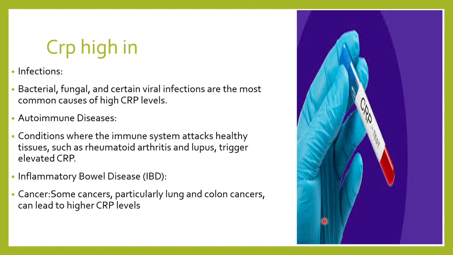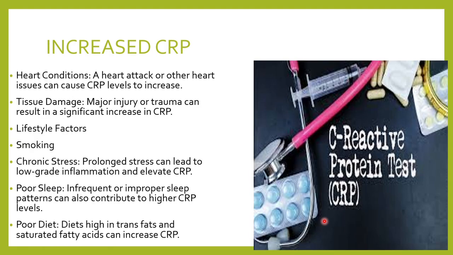All these conditions can stimulate this CRP. He is having Crohn's disease, ulcerative colitis. So inflammatory, certain type of cancer, you know, certain lung cancers and colon cancer can lead to increased CRP levels. Heart condition, I have told you, whenever the patient is having atherosclerosis, etc., CRP can be high. If there is any trauma, injury, CRP can be high. Patient is smoking, patient is under chronic stress, he's not sleeping properly, if the diet is bad, if he's having more of saturated fat, patient is obese, CRP can be high.